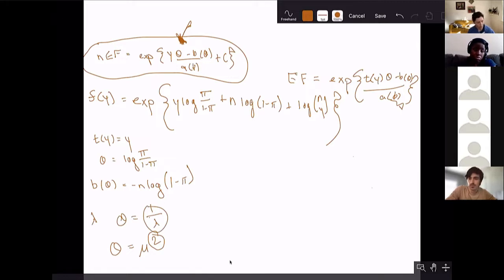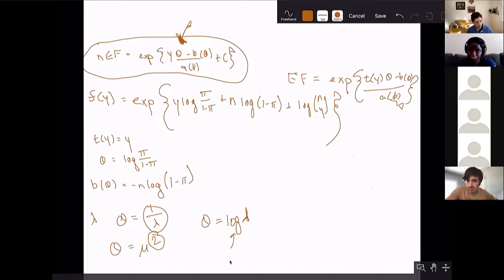And so when you're working with the Poisson distribution, for example, you end up with theta equals log lambda. And so the log function is your canonical link function in that case. Does that make sense? Yeah, it does. And so it's more of just a definition of these different parameters when you put it in this form.